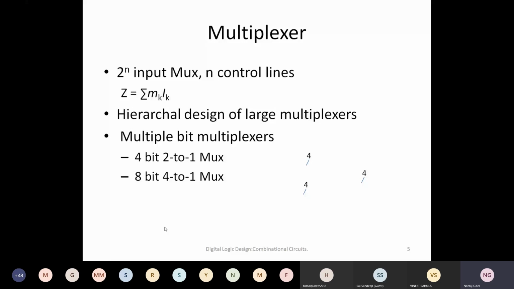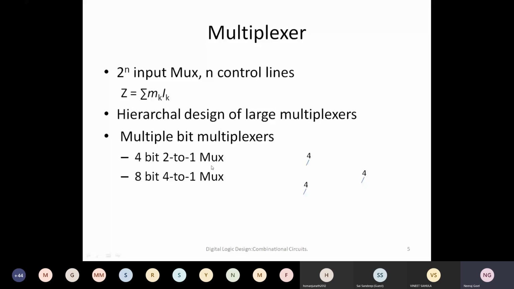Typically, if I want to design a bigger multiplexer like 1024:1, you don't create one big multiplexer that has 1024 inputs. Instead, we break it into smaller ones, like 4:1 or 8:1, and keep on designing it hierarchically. One more related circuit which is also quite important: sometimes multiplexers are multiple-bit multiplexers, for example, a 4-bit 2:1 multiplexer or an 8-bit 4:1 multiplexer.